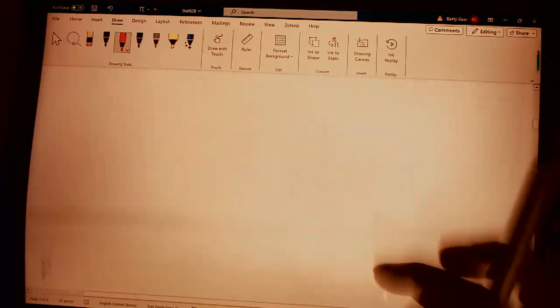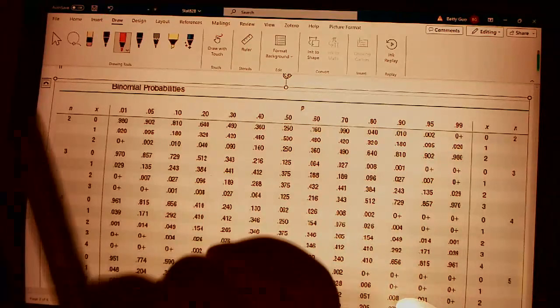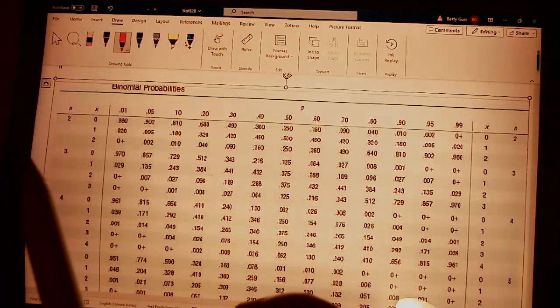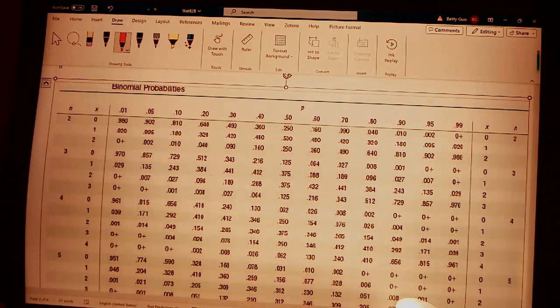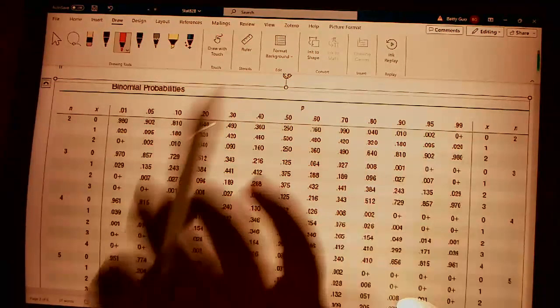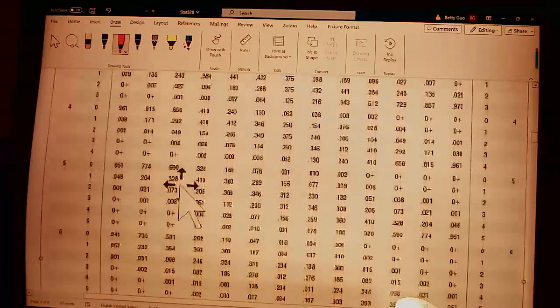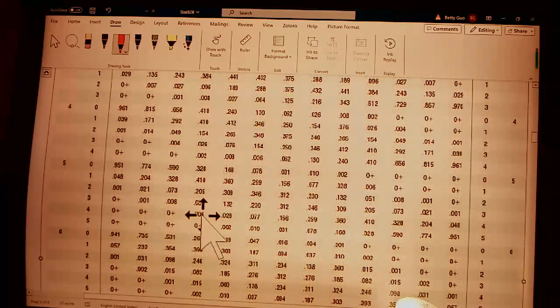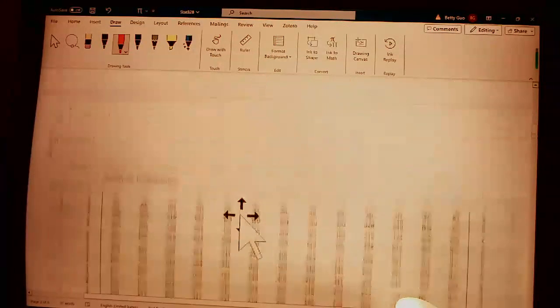This is the binomial probability table. On the leftmost column, we have the n, as you can see: N equals 2, 3, 4, 5, and so on. That's the number of trials. What's the value of n in our case? It's 6. Yeah, our n equals 6, exactly. So we are going to look at here, n equals 6. And what is our p?